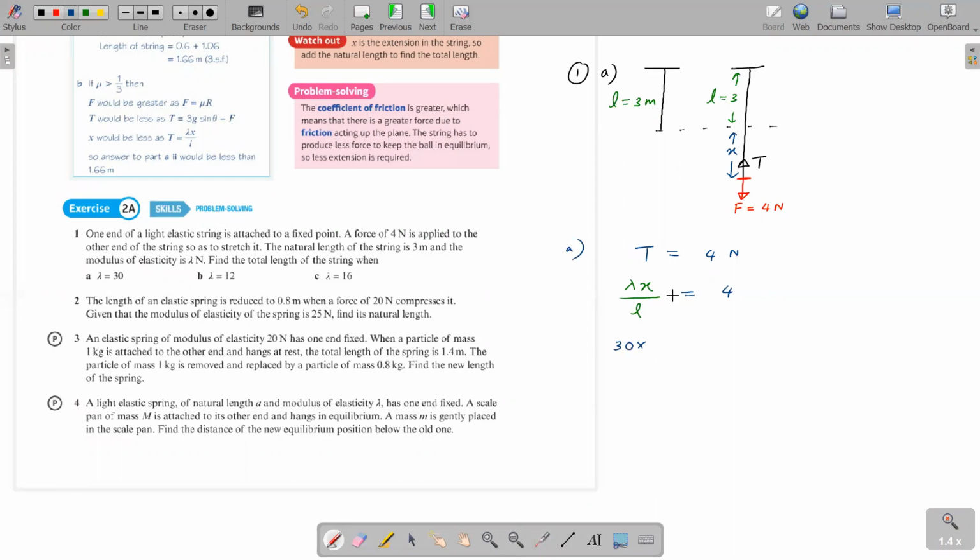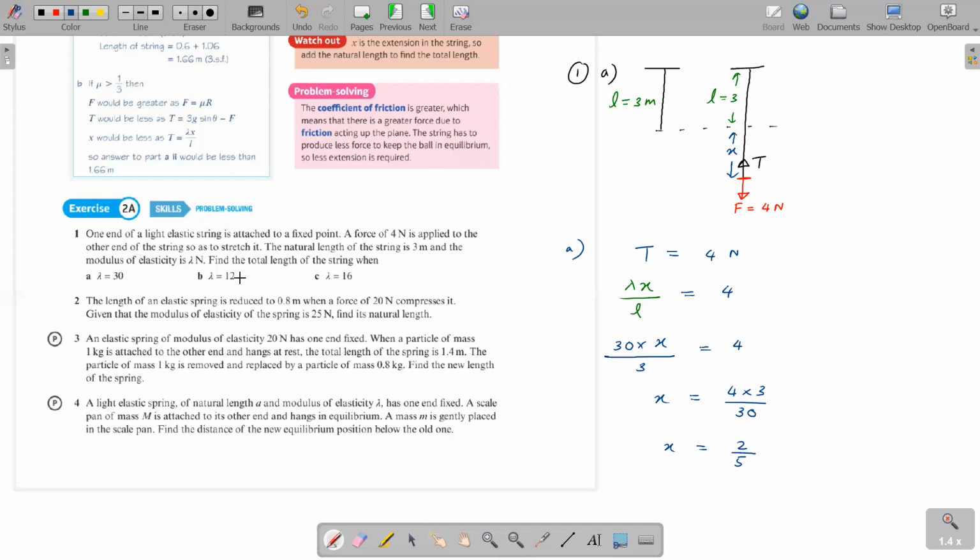Extension, do we know it? The x value is unknown. Natural length, do we know it? Natural length is 3. Can't you make x the subject? You can, right? So x equals 4 into 3 divided by 30. Can I know the x value, the extension? 12 over 30, which simplifies to 2 over 5. 12 over 30 is 2 over 5 when you simplify.